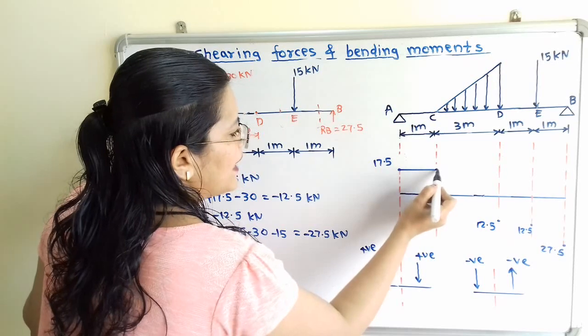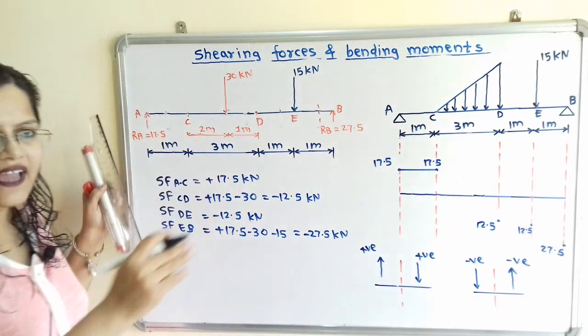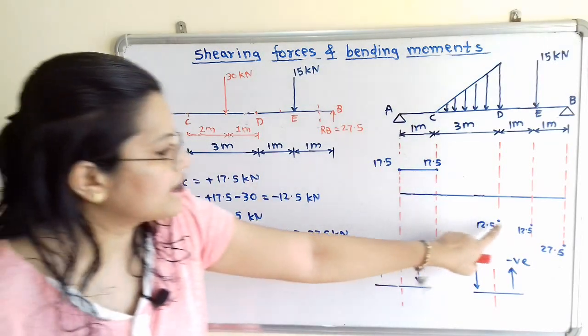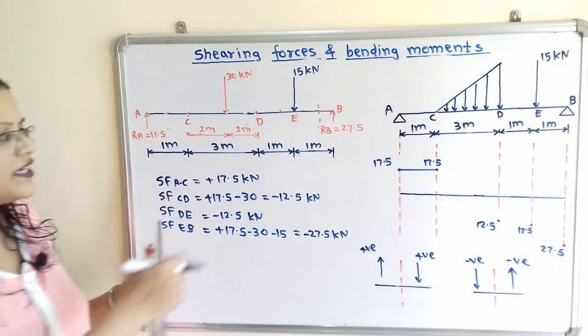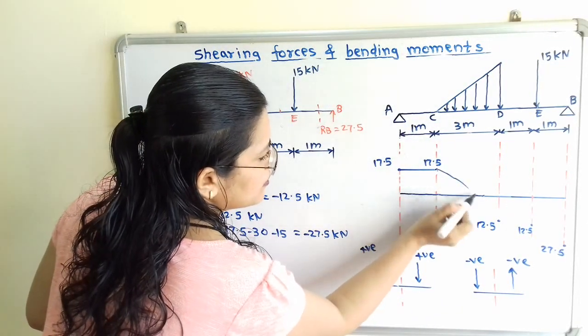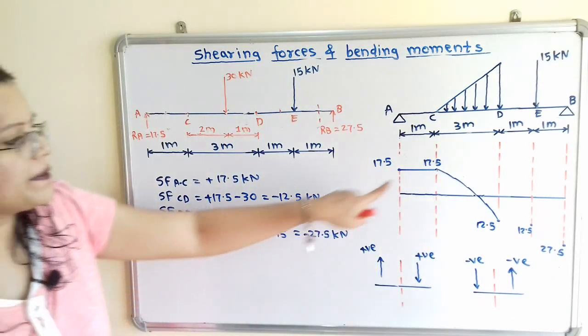So this value at point C is 17.5. So it is varying from plus 17.5 to minus 12.5, and it will cross this baseline. So I will show the parabolic curve. This is the parabolic curve.